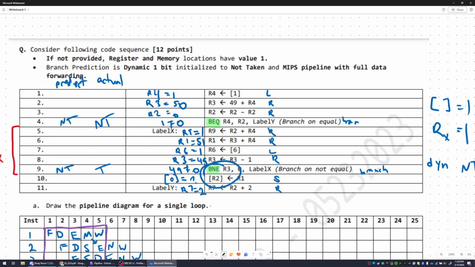Okay, so then this is the next branch, right? Our prediction still stays the same, but in reality, what happens? This says branch on not equal. Is it not equal? Yes. So in reality, we do take it, right?